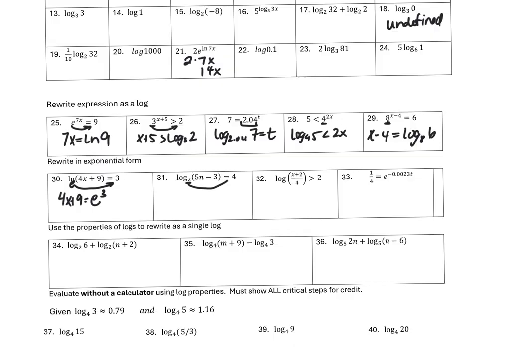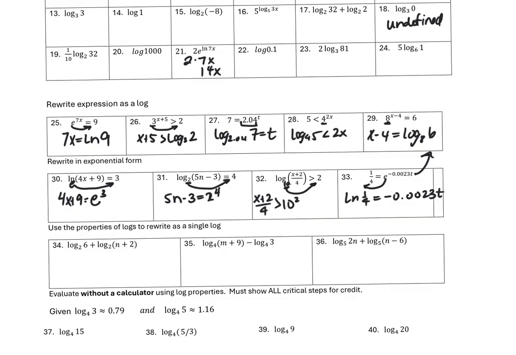The base of my log is 2, so 2 goes over to the 4. 5n minus 3 is equal to 2 to the 4th. Remember, when there's no base, it's base 10. So I get 10 to the other side, so x plus 2 over 4 is greater than 10 squared. And then e becomes ln. This is an exponent. This should really be up there. ln of 1/4 equals negative 0.0023t. And if we were solving, then we could solve those equations.